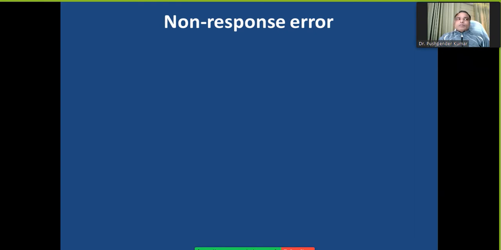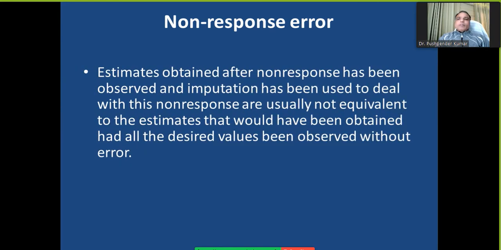So this was basically coverage, then measurement. Now we have non-response error. Estimates obtained after non-response has been observed and imputation has been used to deal with this non-response are usually not equivalent to the estimate. Generally what happens, you might have noticed, suppose you collect data from 1,000 people and out of that 50 people had not responded to that.